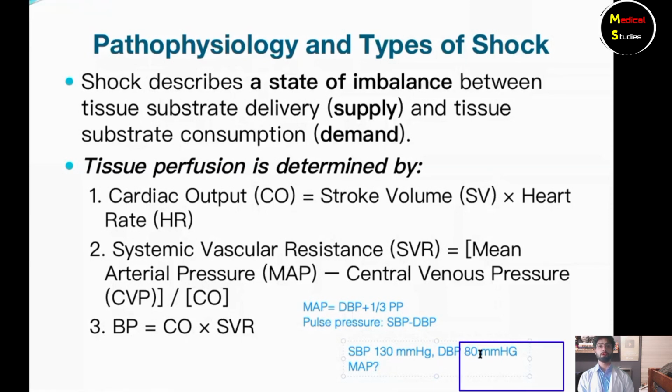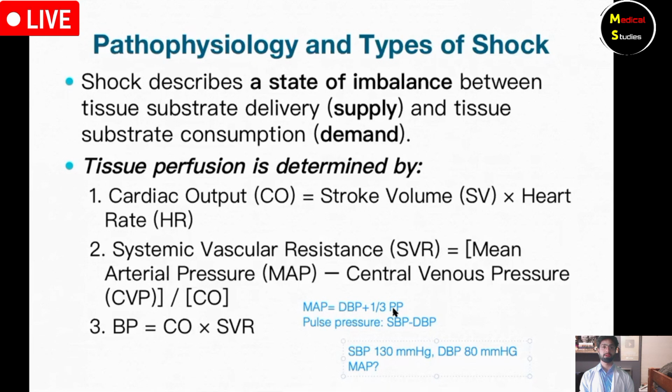According to the formula, mean arterial pressure equals diastolic blood pressure plus 1/3 of pulse pressure. So the diastolic blood pressure is 80 here. Before that, I have to calculate pulse pressure, and the pulse pressure is systolic minus diastolic. So it comes to 50. What is one third of 50? We need to calculate it.